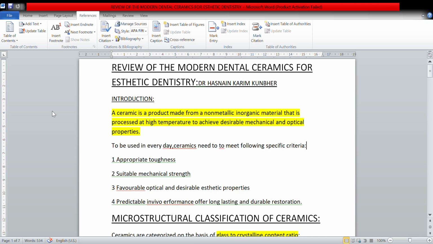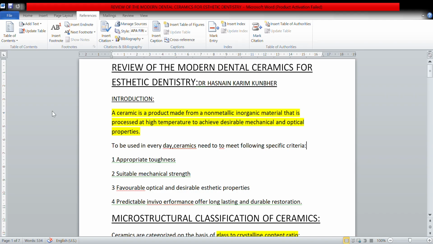So here I'm going to discuss modern dental ceramics, which are used in aesthetic dentistry. Before discussing modern dental ceramics, let's discuss the background of dental ceramics, how they were introduced.